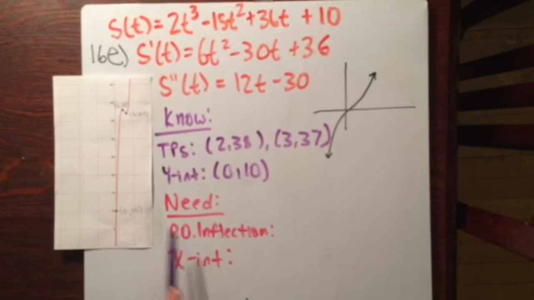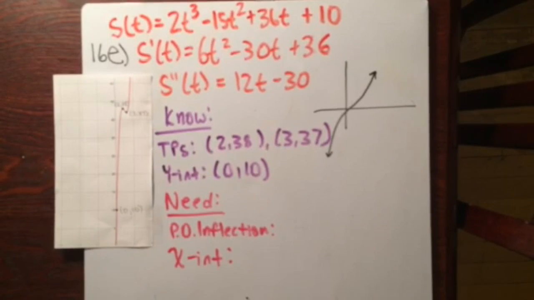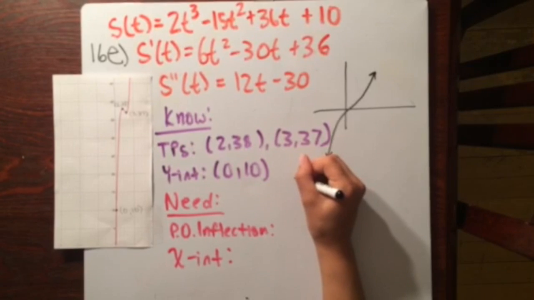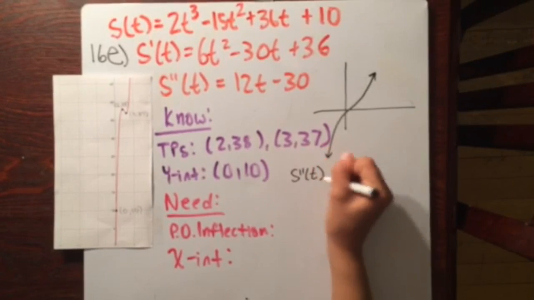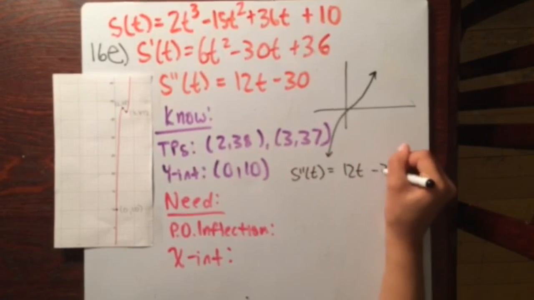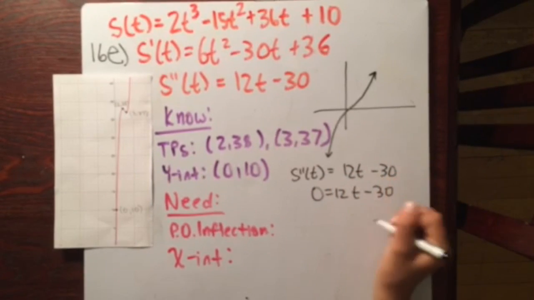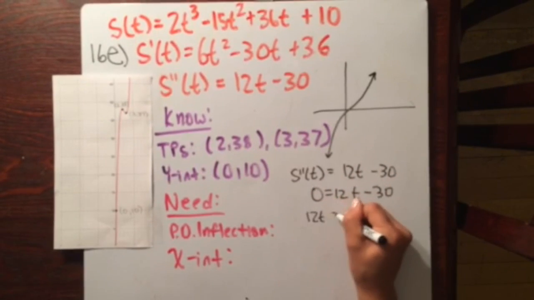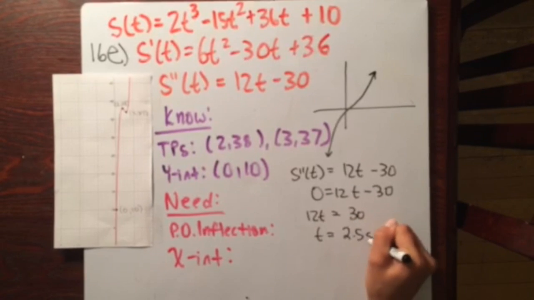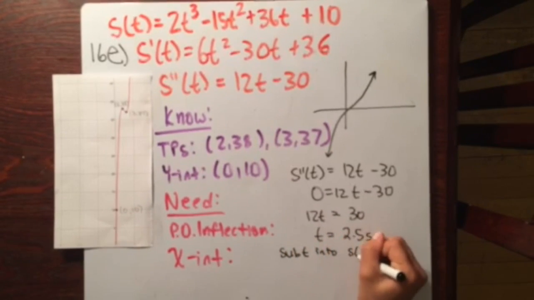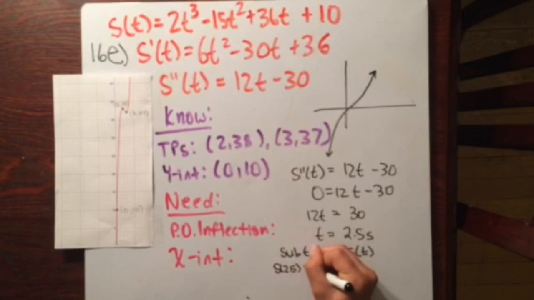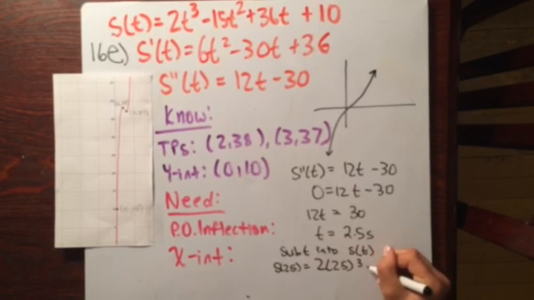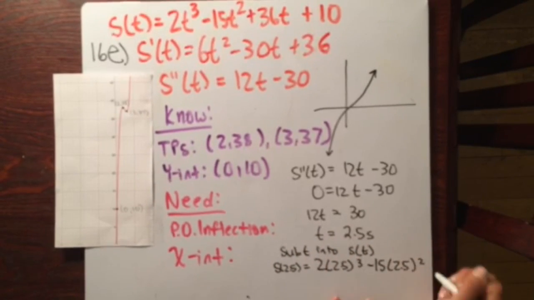16E asks us to sketch a graph of the function. We already know from previous sections that the turning points are the coordinates (2, 38) and (3, 37), as well as the y-intercept being (0, 10). We need to solve for the point of inflection by setting the second derivative equal to 0 and solving for t, which gives us 2.5 seconds. Then find the distance at 2.5 seconds, sub it into the position function, which will give us 37.5 meters.